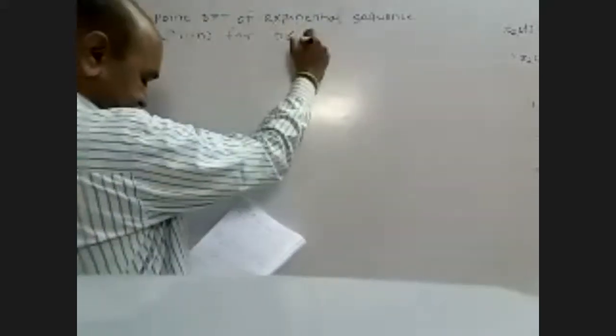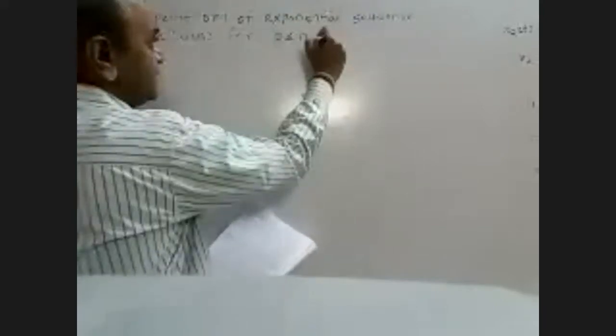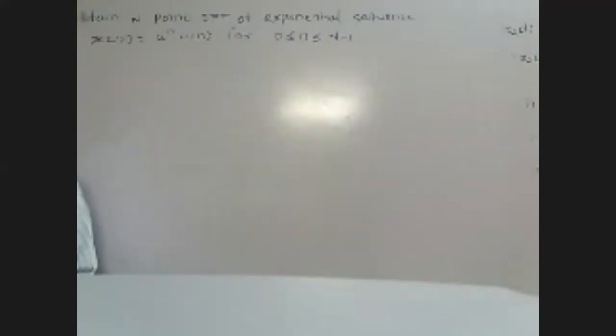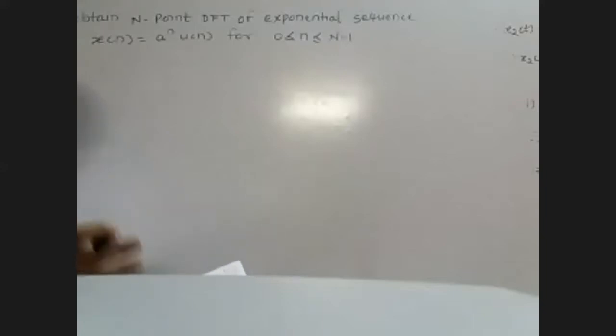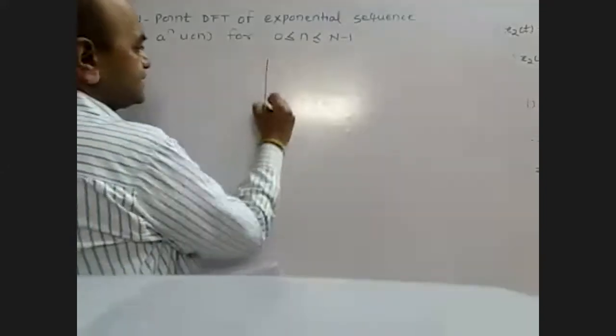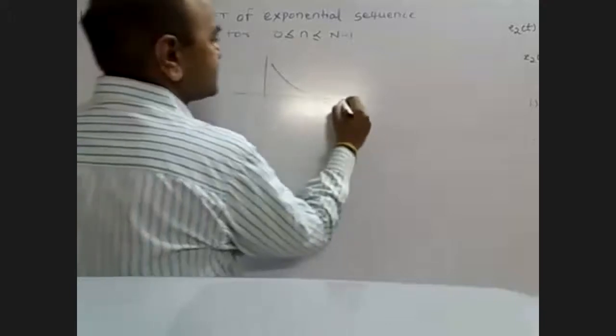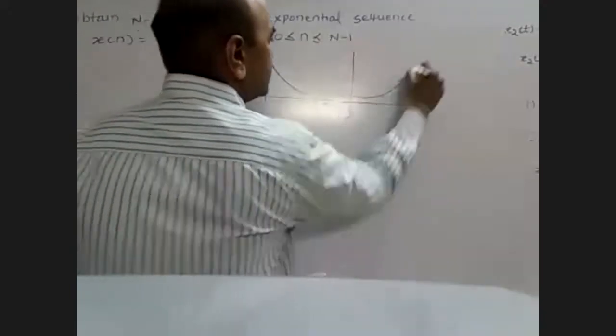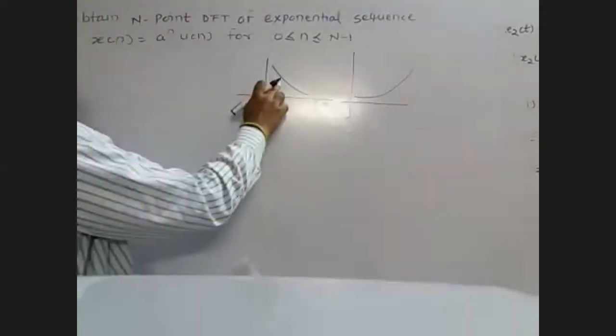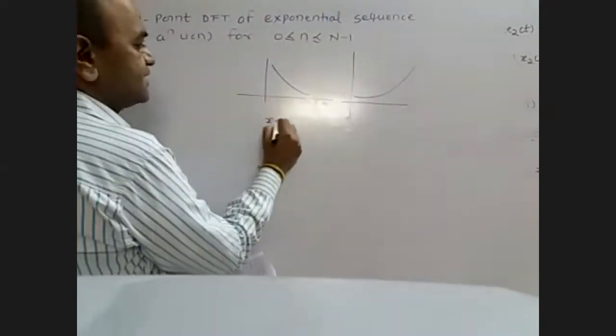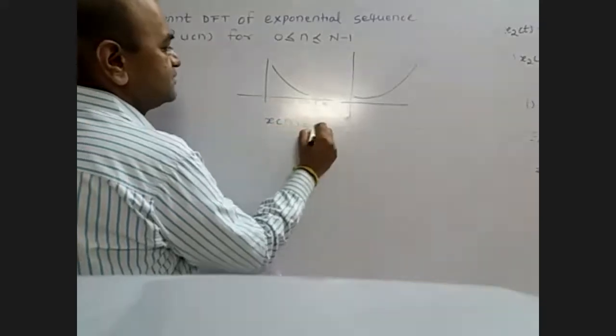Its length is given for 0 less than or equal to n less than or equal to N minus 1. So this sequence is given for you in the problem. Here we have to find the exponential sequence DFT. Now you already learned the standard exponential signal, that is the increasing exponential signal or decreasing exponential signal, represented as x of n equal to a raised to n.